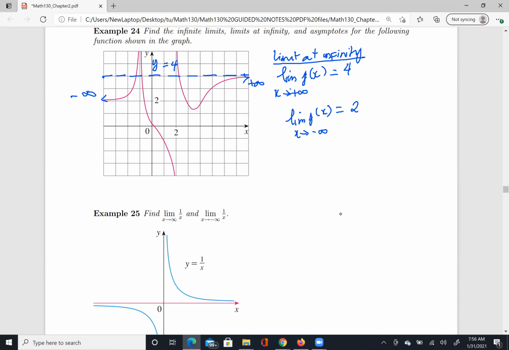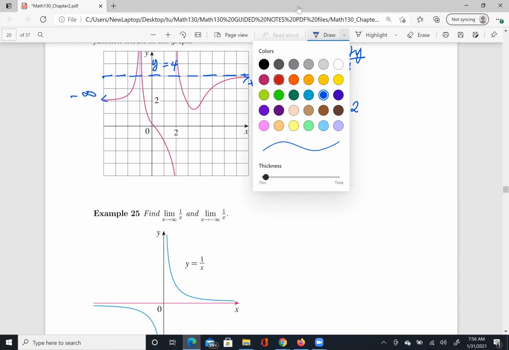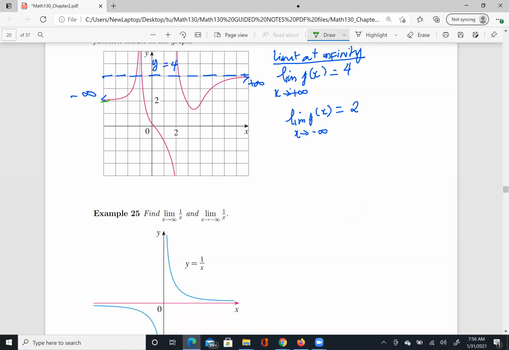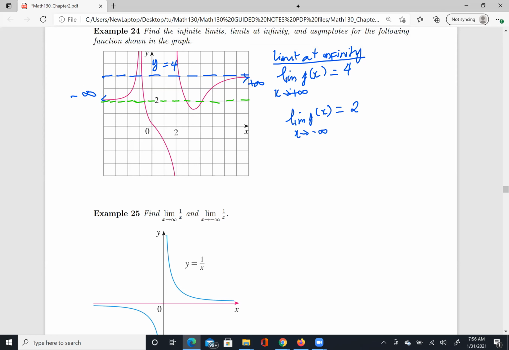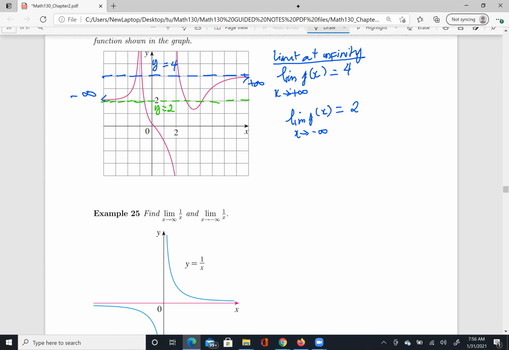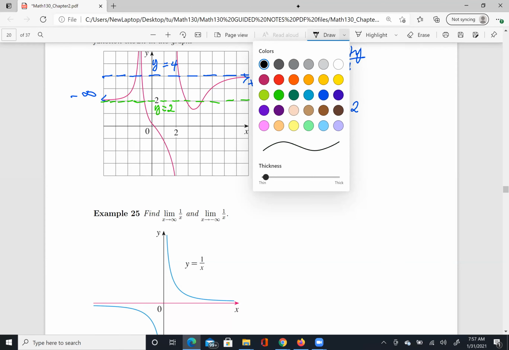Because, let me use the other color. Let me use the green one. Okay. So you can see that the graph, when x goes to negative infinity, will go along with the green line over here, right? And the line is y equal to 2, because the y value there is equal to 2. Okay, let me change to the other color.